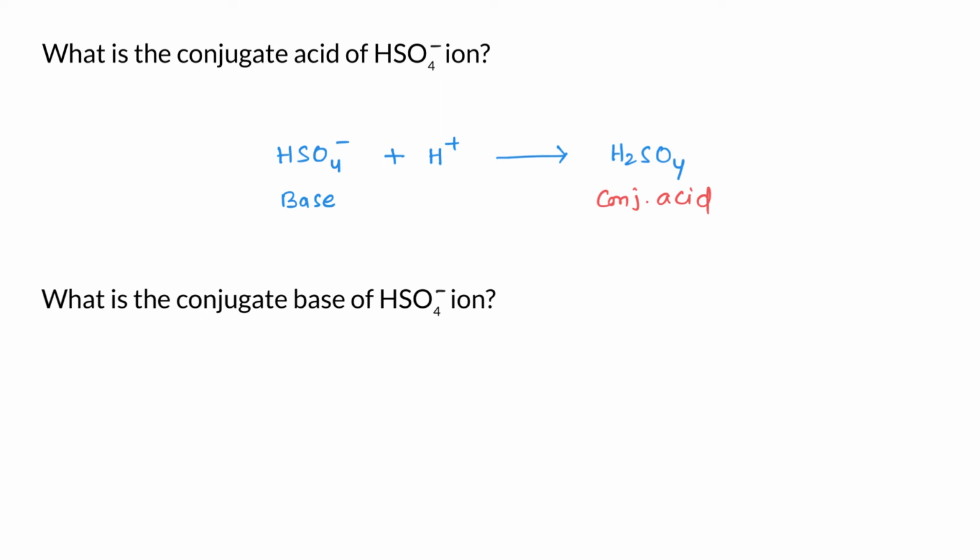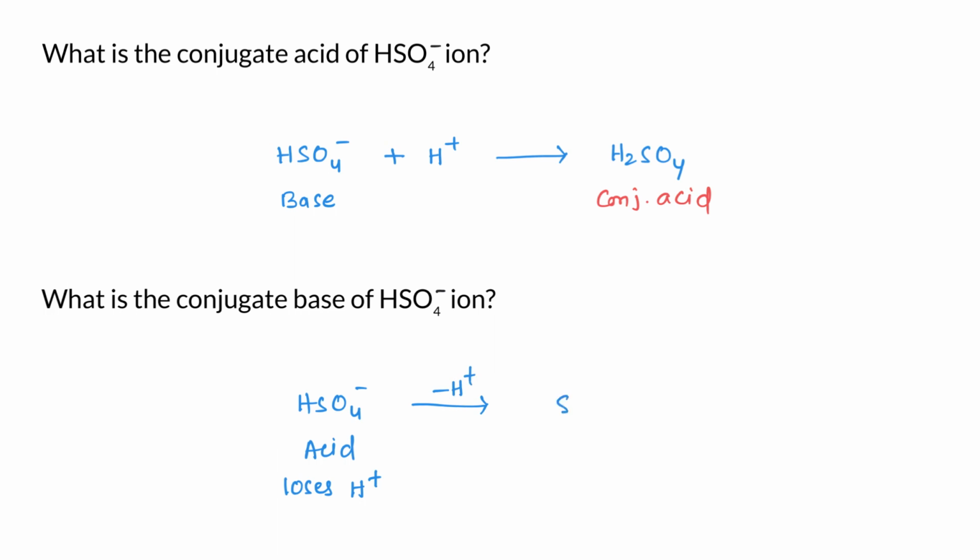Next, what is the conjugate base of HSO4 minus ion? Again, we need to find out the conjugate base of the given ion, which means the HSO4 minus ion here acts as an acid. And we know that a Bronsted-Lowry acid loses a proton to form its conjugate base. So let us remove a proton from the given ion.